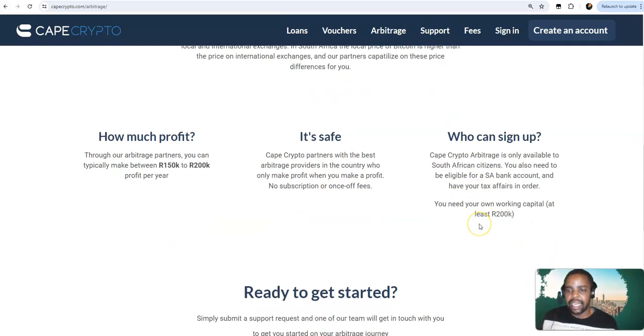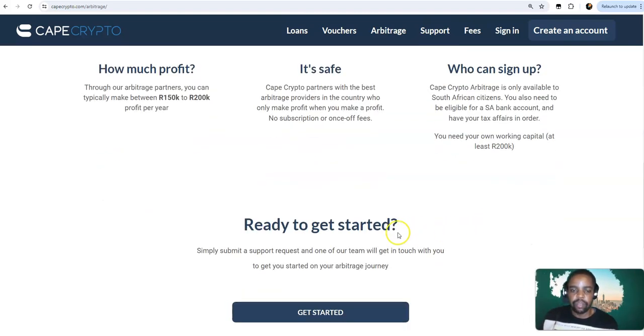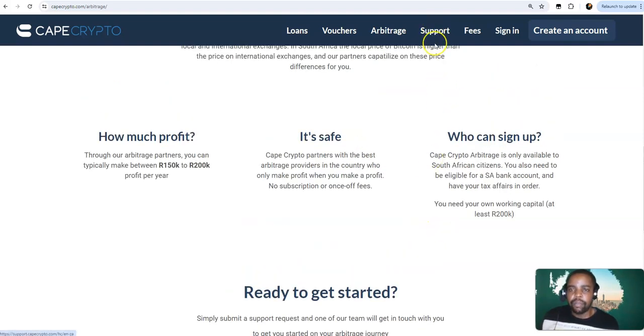Who can sign up? Cape Crypto arbitrage is only available to South African citizens. You also need to be eligible for an SA bank account and have your tax affairs in order. You need your own working capital of at least 200,000 rand. Okay, you can get started if you are ready. But as for me, I am not yet ready because I need to have funds in order for me to start doing some major actions.